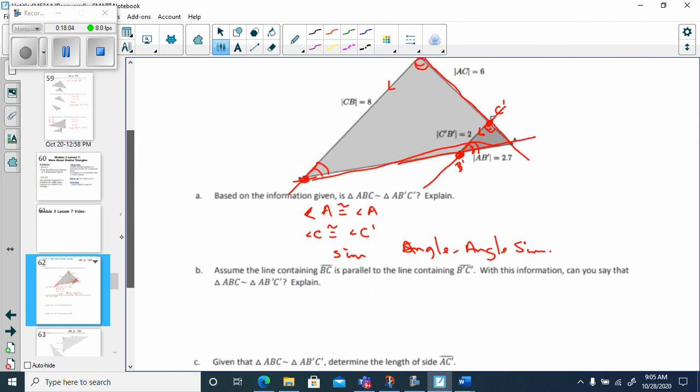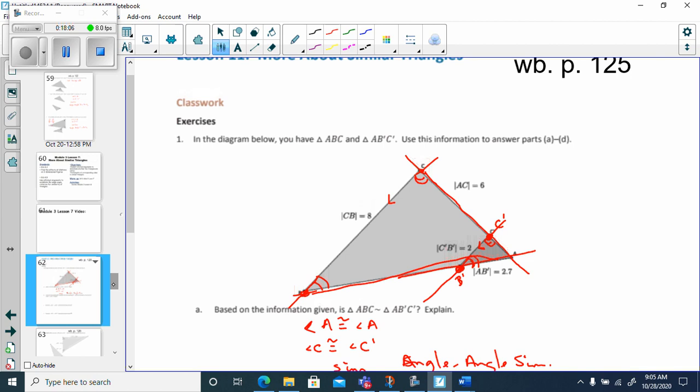Now we've talked about all this angle similarity here. We've gone through how to use angle similarity to prove that two triangles are similar. Angle similarity only works on triangles, but it can prove that two triangles are similar using two corresponding angle pairs in each triangle.